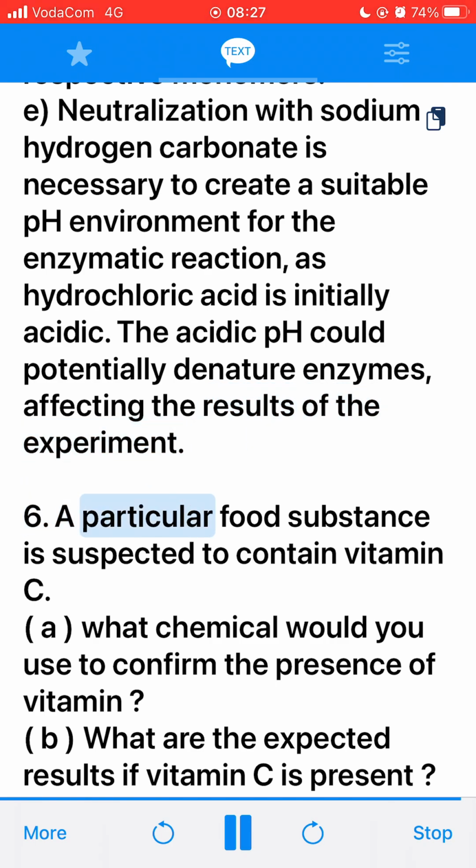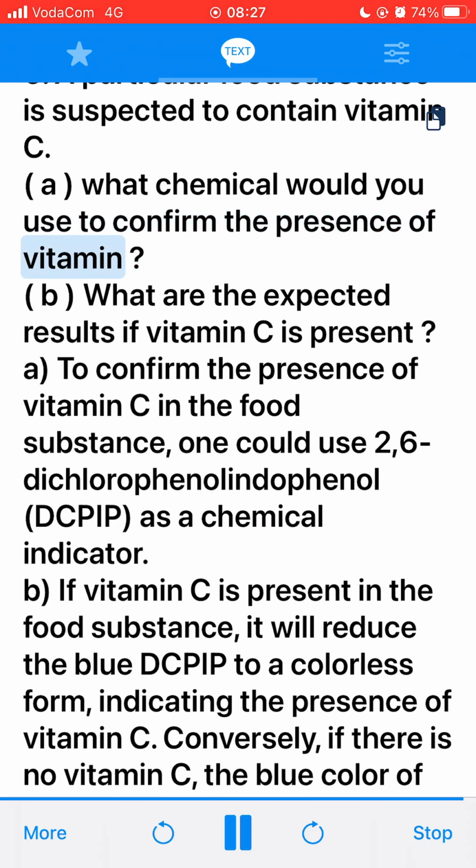6. A particular food substance is suspected to contain vitamin C. A. What chemical would you use to confirm the presence of vitamin C? B. What are the expected results if vitamin C is present? A. To confirm the presence of vitamin C in the food substance, one could use 2,6-dichlorophenolindophenol, DCPIP, as a chemical indicator.